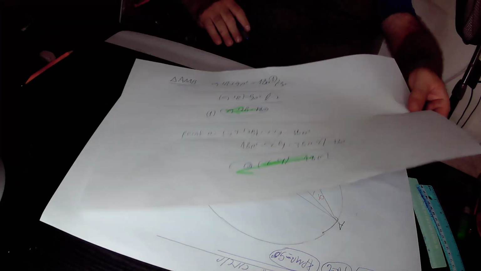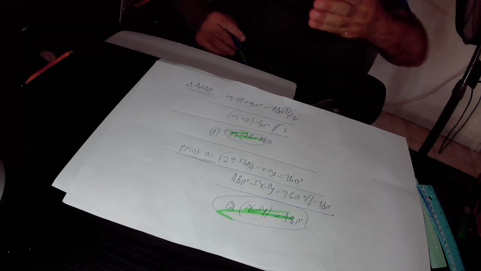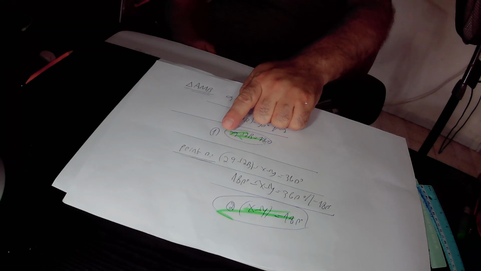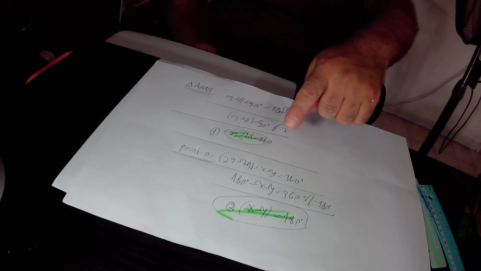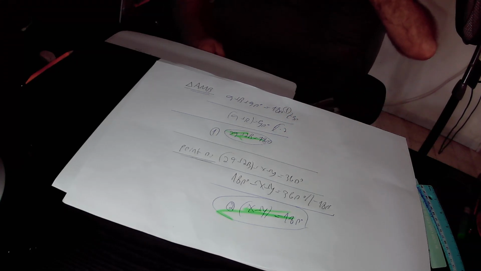If we focus on point O, the sum of the angles around point O must be equal to 360 degrees. Which angles do we have around point O? We have 2 alpha plus 2 beta plus x plus y. In total, they must be equal to 360 degrees.